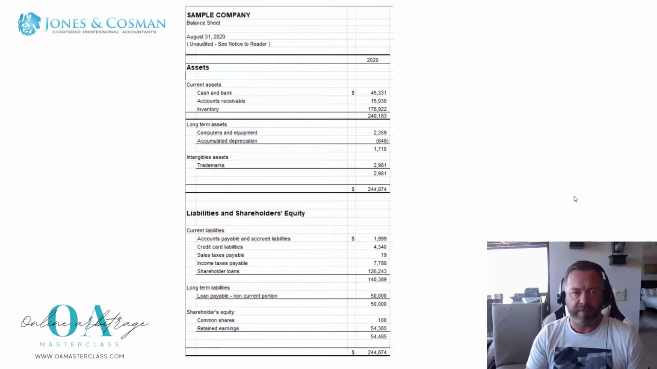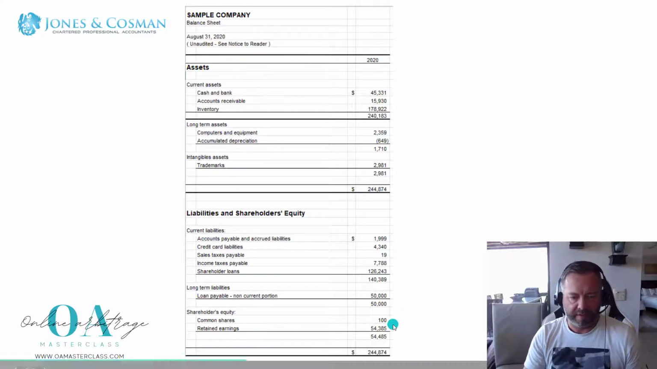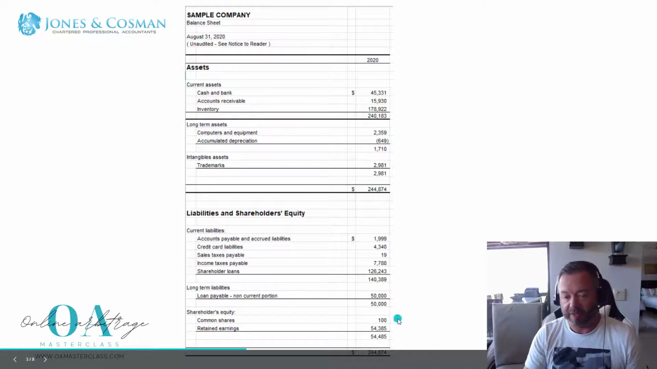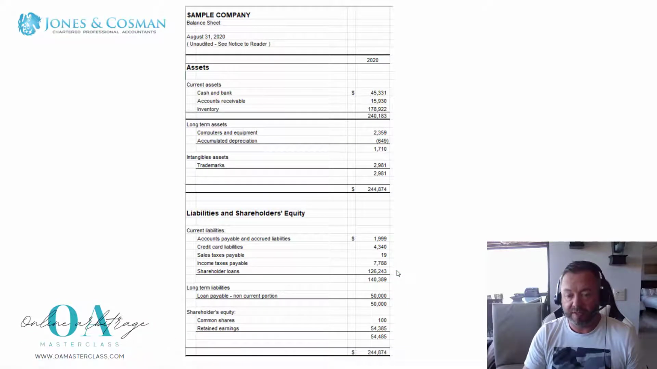This is just a sample balance sheet of a corporation. You've got cash, accounts receivable, which are usually Amazon amounts outstanding. We've got some inventory. Down here in the liabilities is where you see the shareholder loan. In this company, for instance, they did the classic 100 common shares for $1, and then the shareholders put in another $126,000. So this company owes $140,000, $126,000 to the shareholder, some income taxes payable, credit card liabilities, whatnot. But these are all amounts that are owed to different people. And this one is a shareholder loan account.